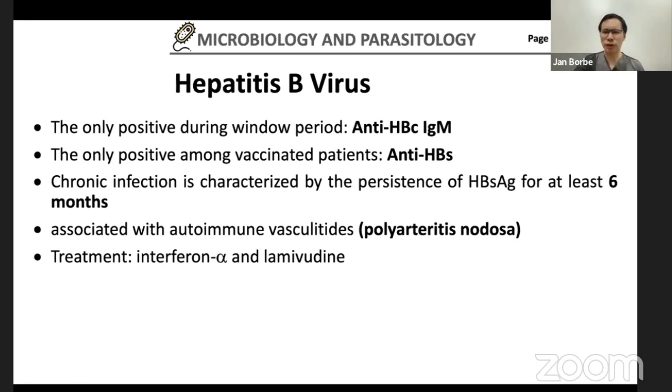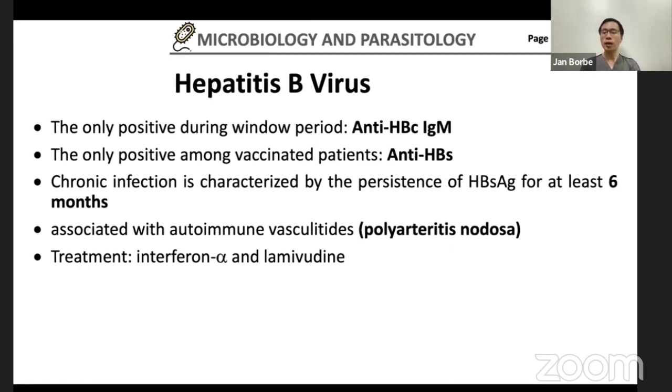Okay? So palitan nga natin yung figure, nakakalito. The only positive among vaccinated patients, na mention ko pa ulit-ulit, anti-HBs. Chronic infection is characterized by the persistence of HBsAg for at least 6 months. So kapag more than 6 months na, you can say it's already chronic.